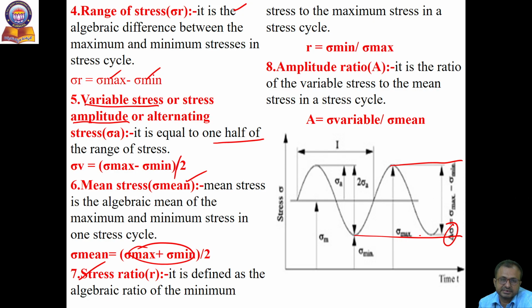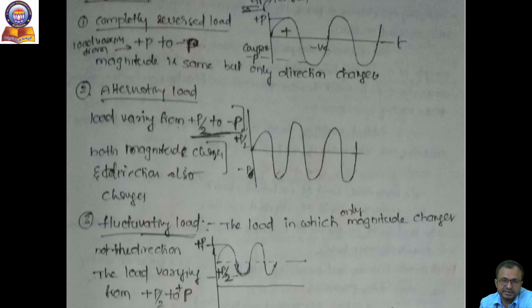Then the other one is stress ratio. It is defined as the ratio of minimum stress to the maximum stress. Then the other one is amplitude ratio. It is the ratio of variable stress to the mean stress. So these are the terms we may use while designing the mechanical component.